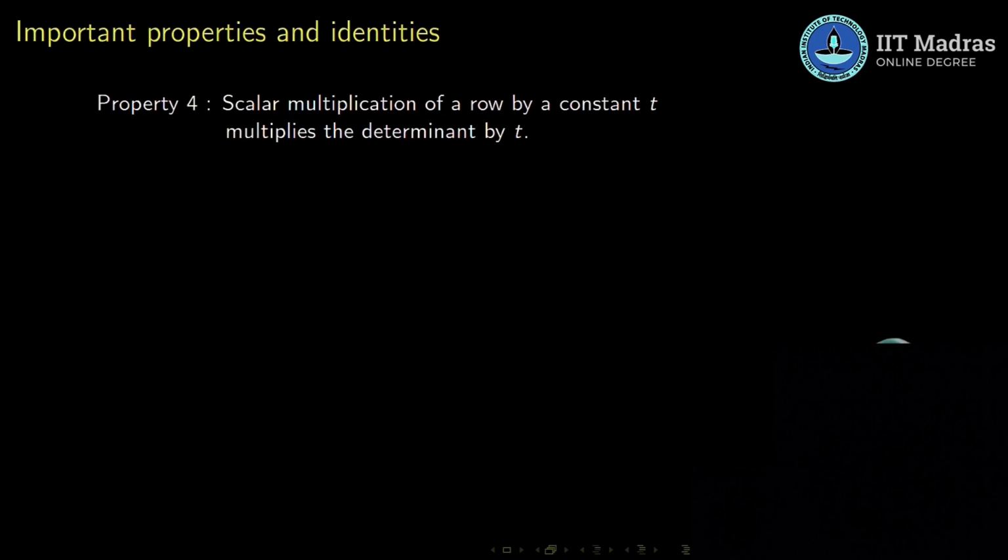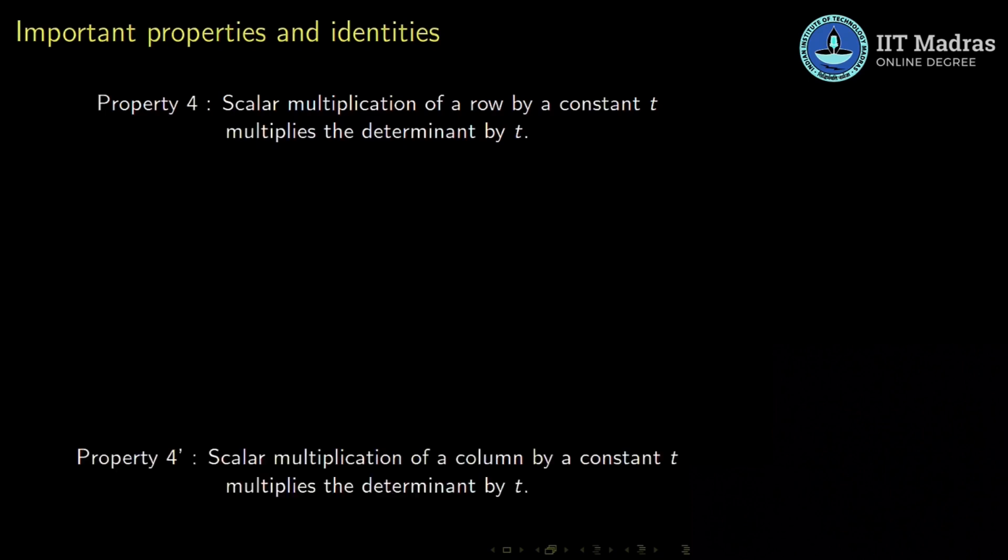Fine. So then another property. So again, we have seen this for 2 by 2, and I left it to you to check for 3 by 3. If you multiply a particular row by a constant t, then the determinant gets multiplied by t. So the same thing holds for columns. If you multiply a column by t, then the determinant gets multiplied by t.